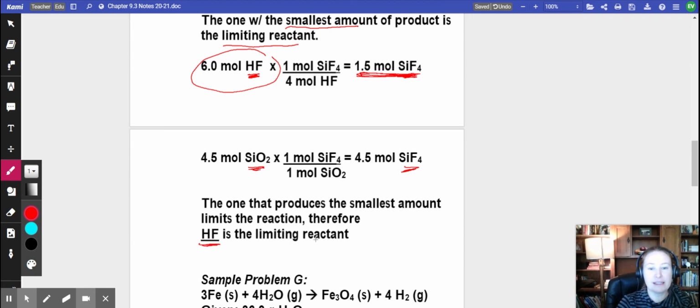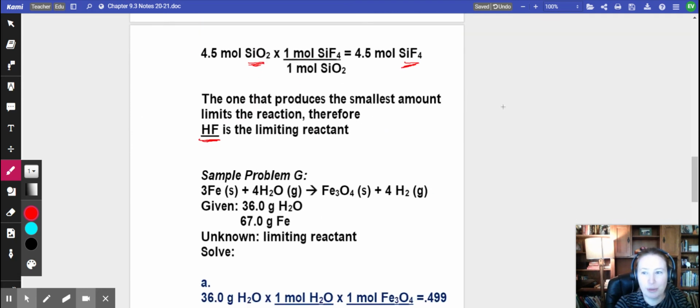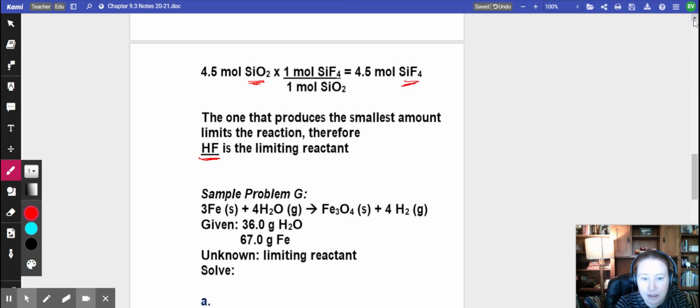Okay, this next sample problem is out of your textbook. So, oops, showing you the answer. I didn't mean to do that. Pretend you didn't see it.